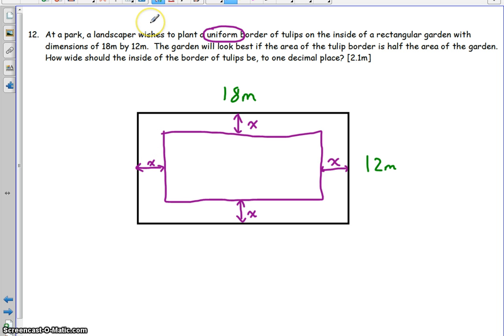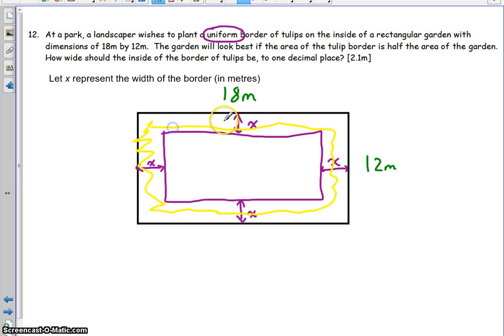So we should define our variables then. Okay, so we're going to let x represent the width of the border in meters. So this is essentially what's going on. Now it says we want the area of the border itself, so the area of just the border, the part I'm just going to shade in here. Okay, the area of just the border is going to be half the area of the entire garden. The area of the entire garden is 18 by 12. How wide should the inside of the border of the tulips be to one decimal place?